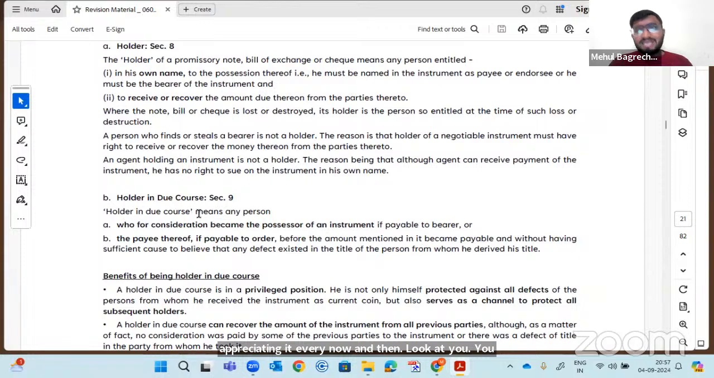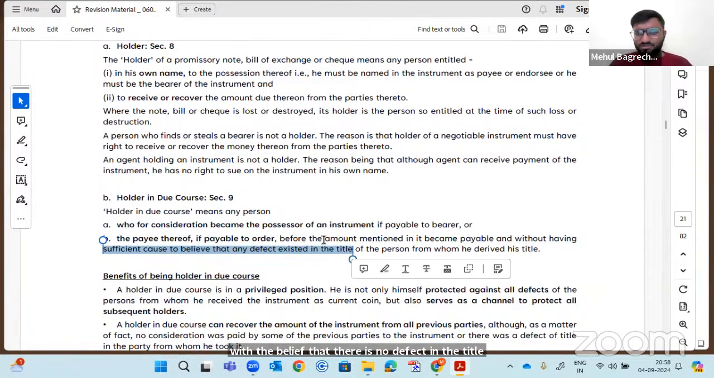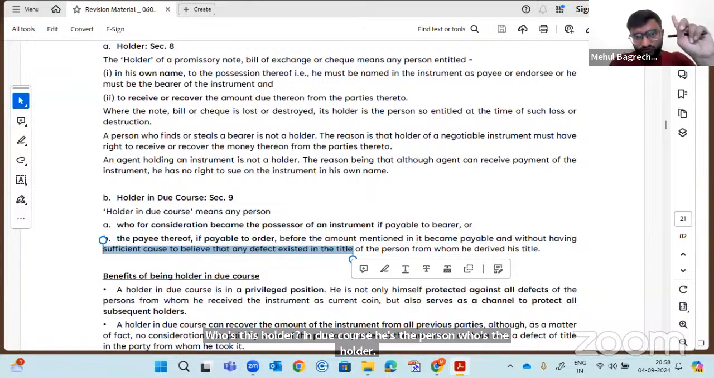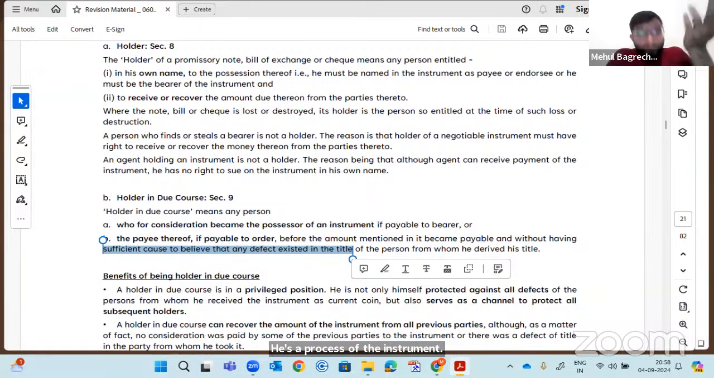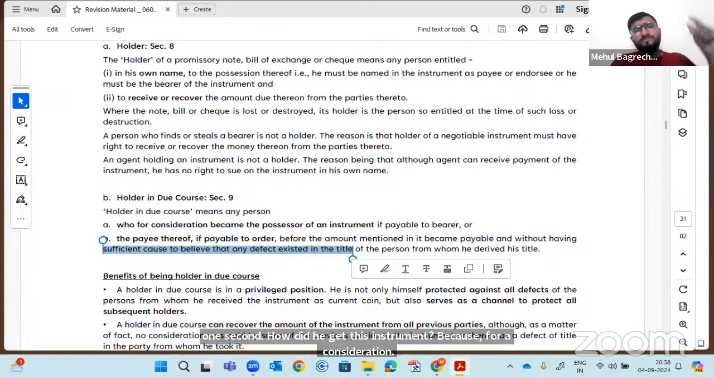Holder in due course means any person who has become the owner or the possessor of the instrument for a consideration and who has got it without any defect. He has got it with the belief that there is no defect in the title of the instrument. Simple point. Who's this holder in due course? He's a person who's the holder. He's a possessor of the instrument. First point. Second, how did he get this instrument? Because for a consideration.